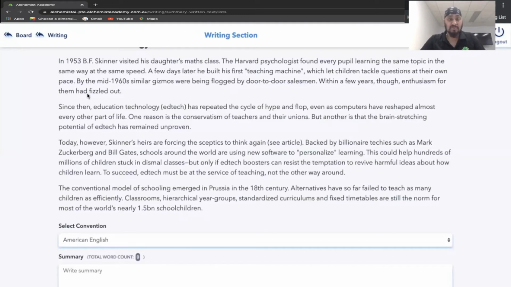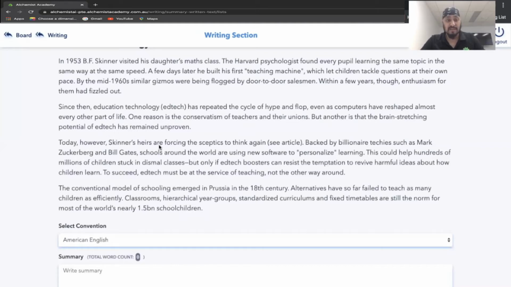Okay, so as you can see, there are multiple paragraphs over here. We can take out a key idea from each paragraph depending on whether they have key ideas or not. Let's have a look. Since then, education technology or edtech has repeated the cycle of hype and flop, even as computers have reshaped almost every aspect of life. One reason is the conservatism of teachers and the unions, but another is that the brain stretching potential of edtech has remained unproven. Okay, fair enough.